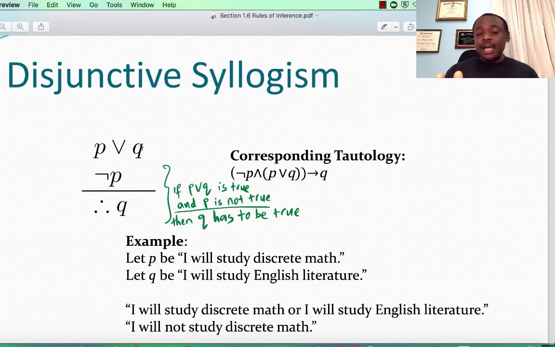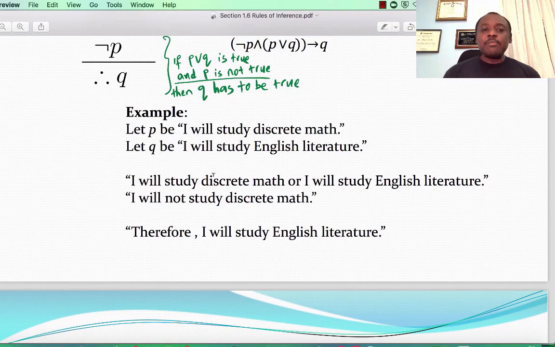For dinner today, I will take a slice of pie or a scoop of ice cream. And you are told that I did not take a slice of pie. What is the obvious conclusion? I took a scoop of ice cream. Okay. So that is disjunctive syllogism. If P or Q is true and P is not true, then I can conclude that Q has to be true.